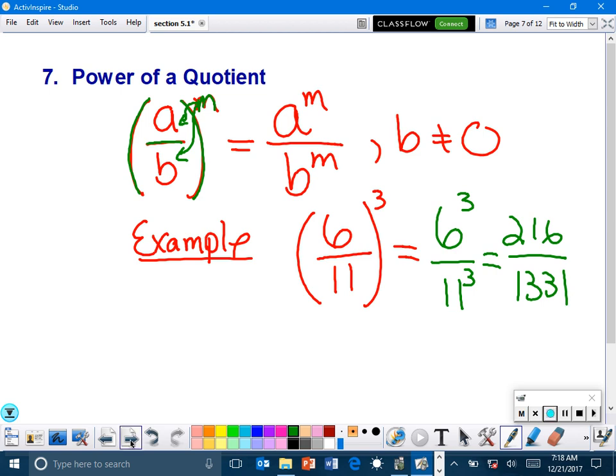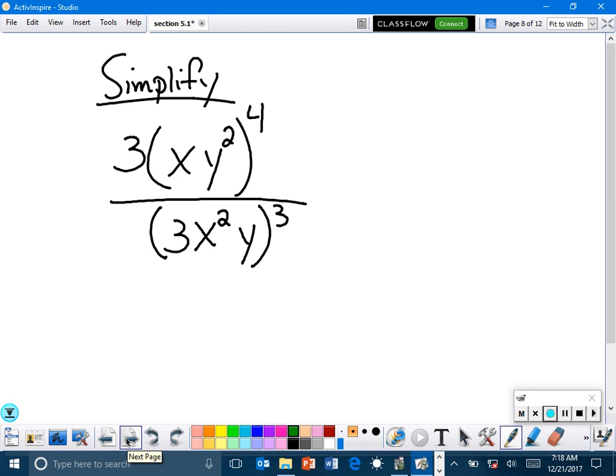Okay, now we're going to do some simplifying. There's usually more than one way that you can get to the correct answer when you are asked to simplify using exponents. Now, you will notice in this problem, this 3 is all by itself. It is not included in the parentheses. So, that 3 is going to stay where it is. Okay, I'm going to color code this as we go.